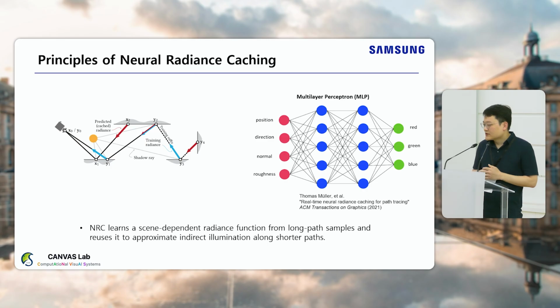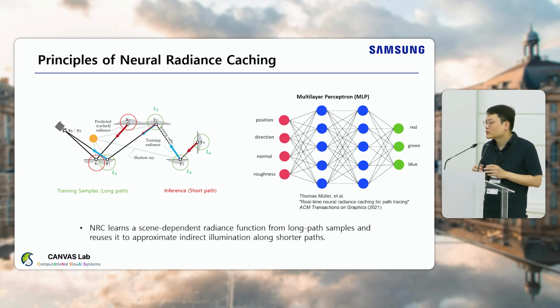And how does it work? This is the basic principle of Radiance casting. In the original paper, they learned the scene with a multi-layer perceptron. For training, we trace long paths and collect sample data. For each sample, we have input features like position, direction, normal, and roughness. Using the collected Radiance data, we train the neural network each frame. Then for inference paths, we trace shorter paths and query the Radiance based on the learned MLP.